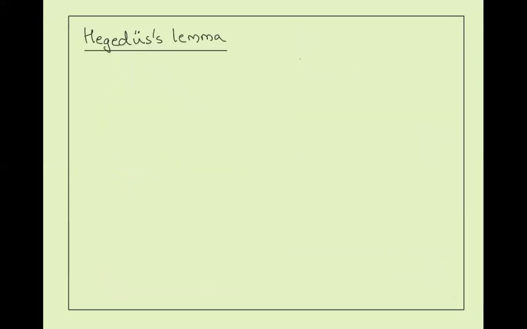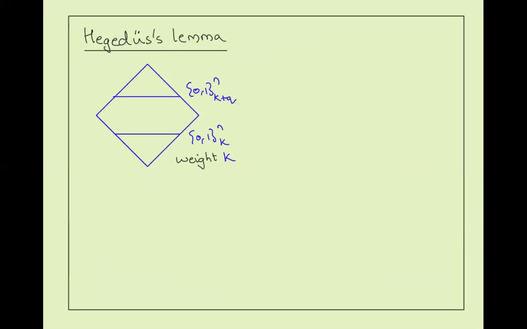So what does Hegedus's lemma say? At a high level, Hegedus's lemma talks about how well low degree polynomials can distinguish between different Hamming weights in the hypercube. Let's take the n-dimensional hypercube and fix two parameters k and q. Let's look at points of Hamming weight k, so points with exactly k many ones, and points of Hamming weight k plus q, so points with k plus q many ones.